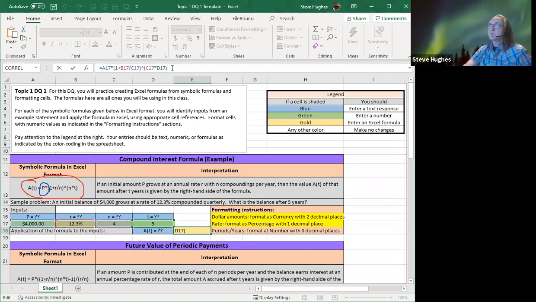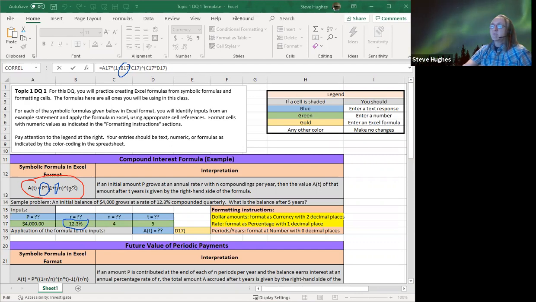Next, what's the next one? Let's draw again. The next value is R right there. There's R. But I'm not typing R into my formula right here. What am I typing in? I'm typing in B17. Because why? Because B17 is the rate of interest that we talked about a little bit earlier.